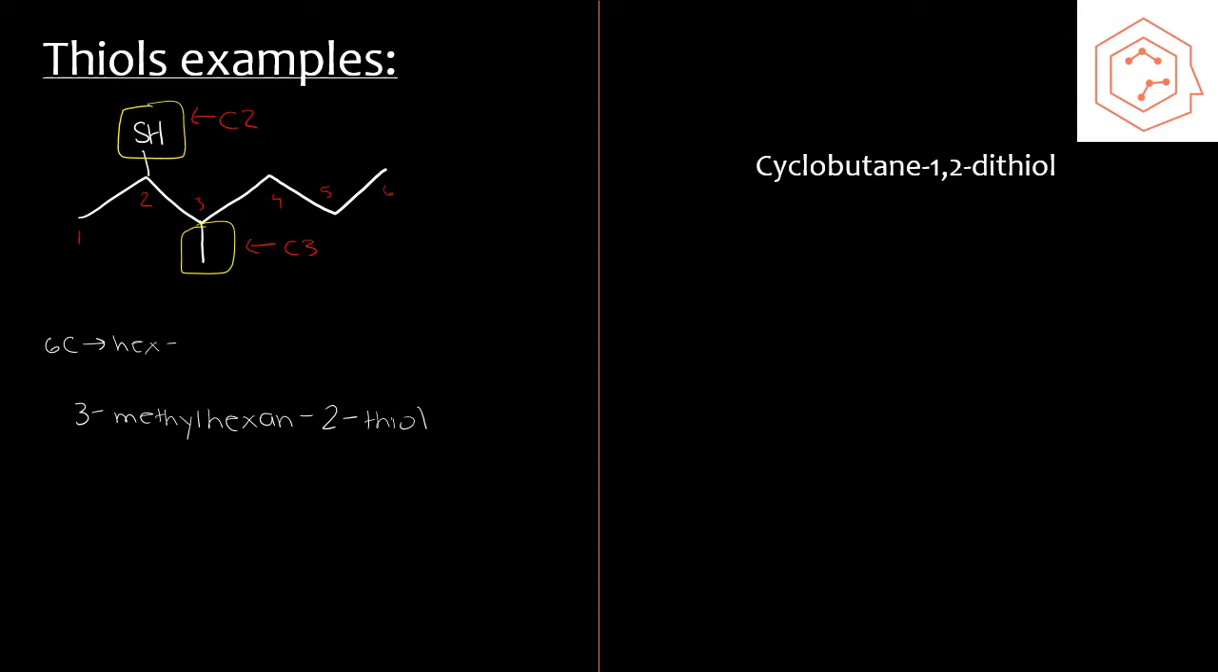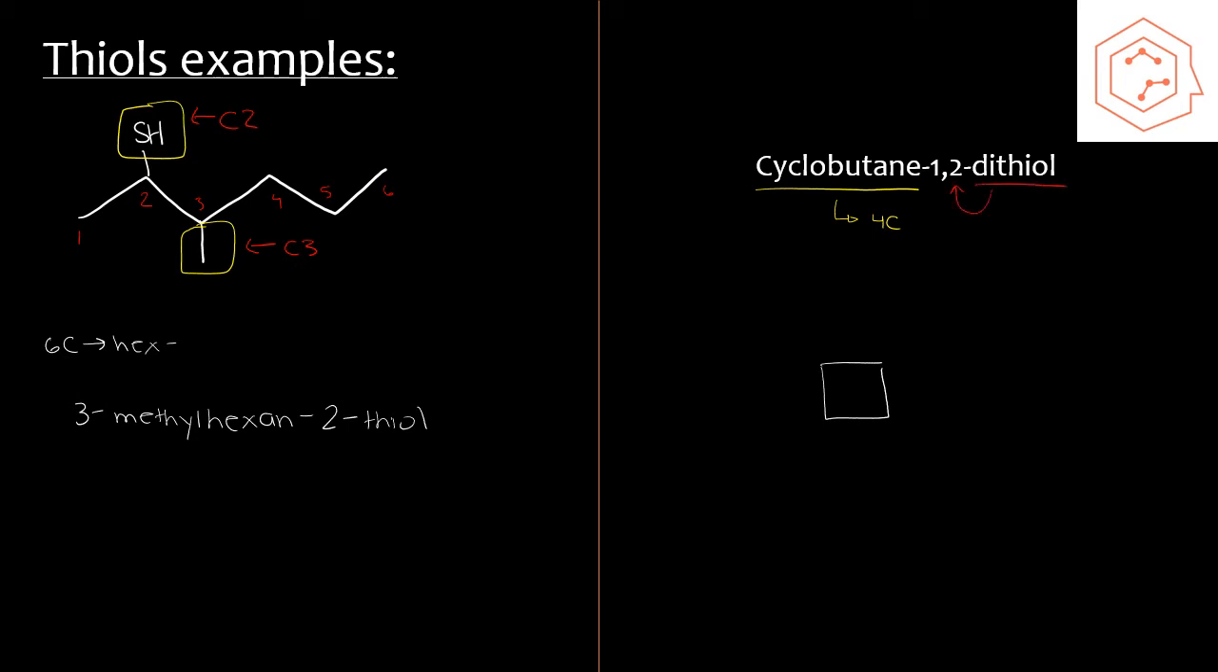Now we're going to do a quick drawing example. So we have here cyclobutane 1,2-dithiol. So from this name, we can see that we have cyclobutane, which means we have a 4-membered carbon ring. So down here, I'm just going to draw in a square. That's going to be our butane ring. And we see that there are no substituent groups preceding cyclobutane, but there are 2 thiol groups included at the very end.